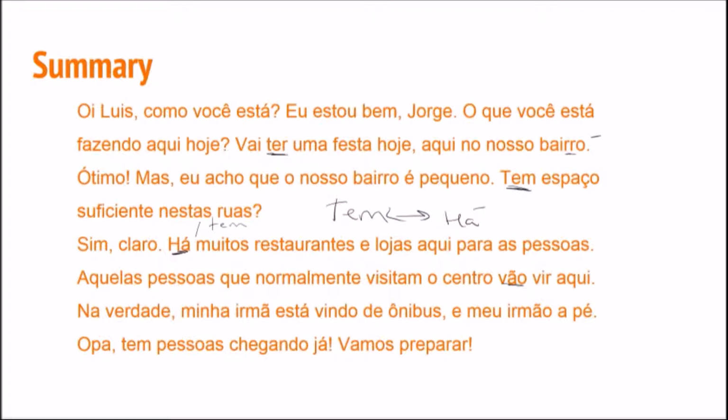And then here I used some of the methods of transportation. So está vindo, they are coming, right? Vir, vindo, they're coming de ônibus, by bus. And my brother by foot. And then one last time I used the verb ter to explain that there's a situation happening, right? So, opa, tem pessoas chegando já. Literally translates to have people arriving already, but it means there are people arriving already.